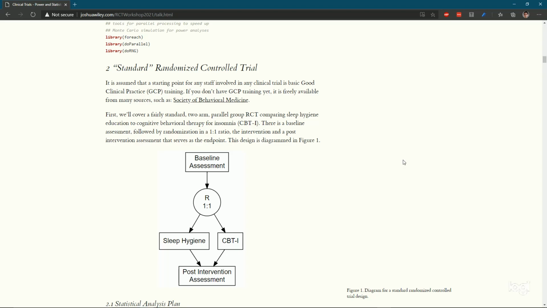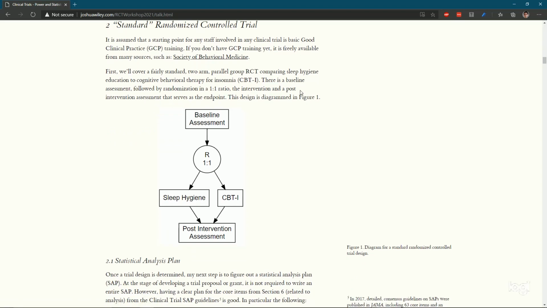So let's talk about standardized randomized controlled trials. To begin with, I'm going to talk a little bit about what I assume you already know. First of all, I'm going to assume that any staff involved in the clinical trial has already gone through basic good clinical practice training. If you haven't, the Society for Behavioral Medicine has NIH-certified GCP training that's free and online. I'm also going to assume that you're familiar with research designs and that you're familiar with basic data analyses, regression, etc.